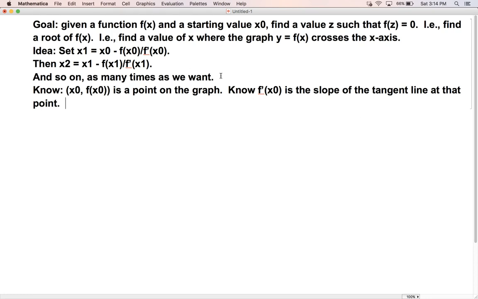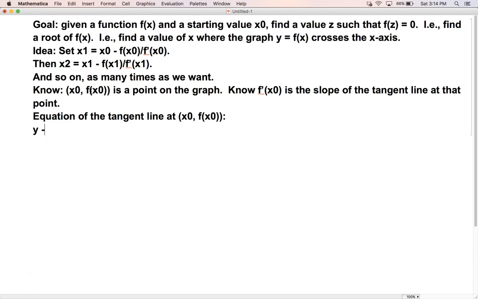So what can I combine that to get? I can combine that to get the equation for the tangent line at this point, x0, f of x0. What's that going to be? Well, I know the slope, and I know a point on it, so that's enough to find a complete formula for it.